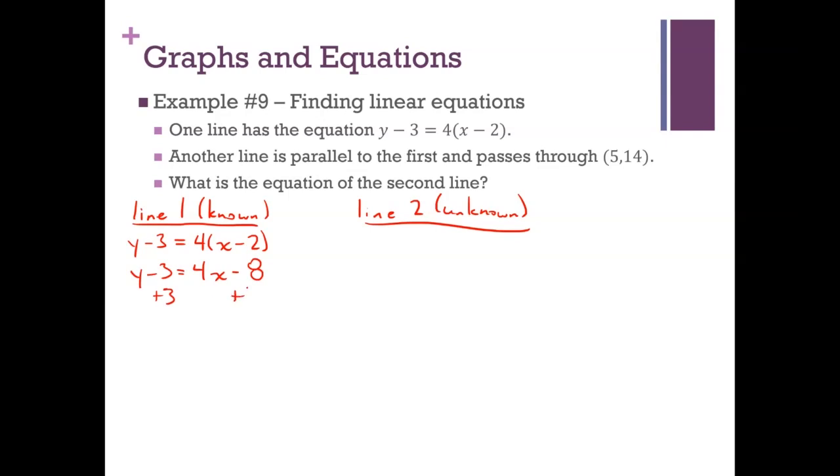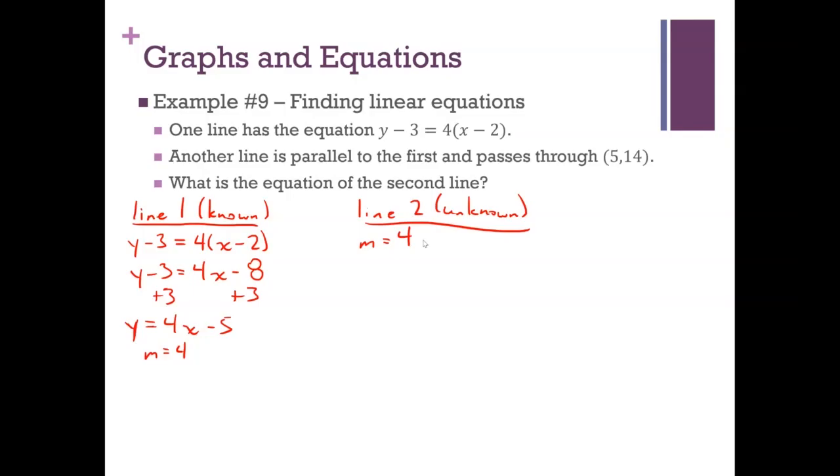Let's go ahead and isolate y while we're at it. So I get y equals 4x minus 5. So what did that tell us? Slope is 4, which means what? The slope of this thing is 4. So I know they're parallel, so whatever the slope of one of them is has to be the slope of the other. So right now, the only thing that we know for sure about line 2 is that the slope is 4.